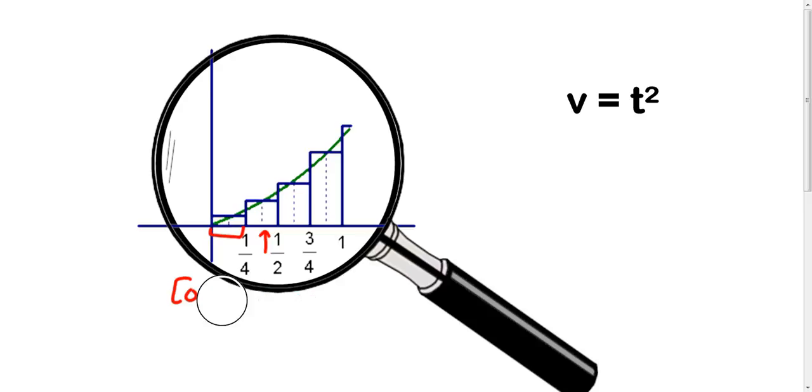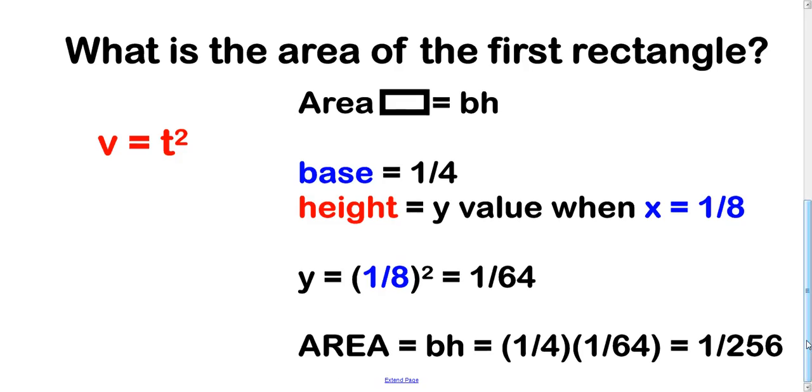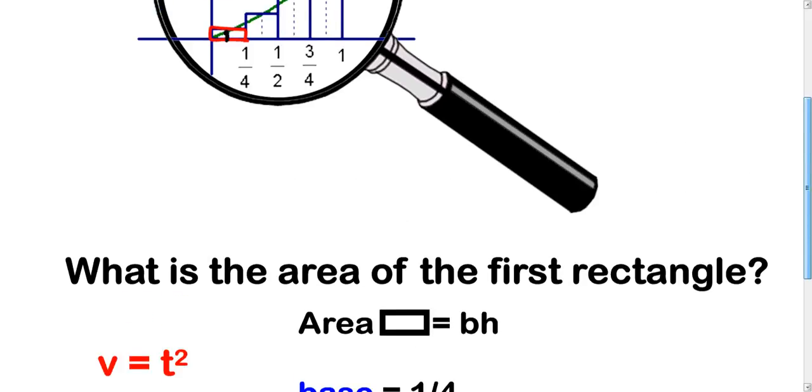What I did is I found the midpoint of this rectangle right here. The midpoint is the halfway point. I went up until that midpoint hit the green line, the curve, and measured how high it was, and that gives me a rectangle. I'm going to show you this on the next screen because I think it'll be easier to see. Okay, so here we go. The base is 1/4. The height is the y value when x is 1/8.